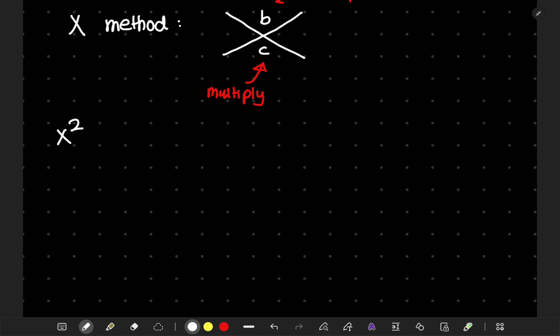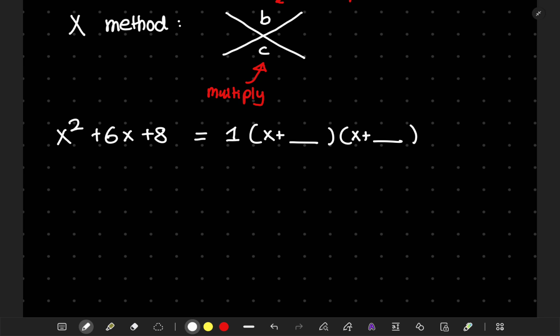Suppose I have, for example, x squared plus 6x plus 8. I want to figure out its factored form. I notice that for a, it's 1. There's no number in front of the x squared, so I can just put 1 for now. Then I do the same thing: fill in the blanks. X plus something times x plus something.